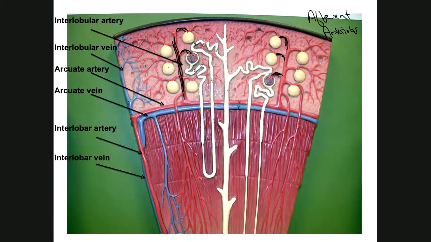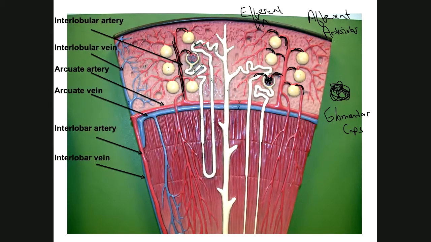And look, what we're going to see is when it goes into the capsule, this is a capillary bed. It's a ball of capillaries inside the capsule. The word for ball is glomerulus. So these are called glomerular capillaries. And then look, there's another vessel coming out of the capsule. If it goes in, it's afferent. But if it comes out, it's efferent. So we have an efferent arteriole.